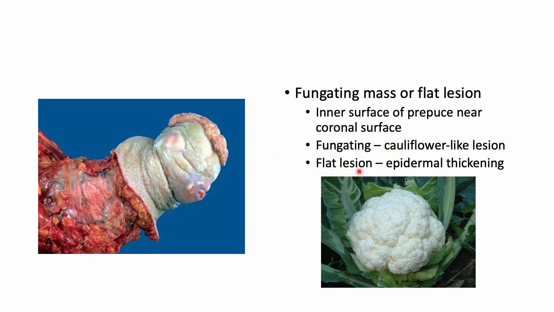Sometimes it also occurs as a flat lesion, which can be shown as epidermal thickening. In this picture, this part here is the flat lesion, and this part here is the fungating lesion. Flat means that if you run through the surface here, you can see the smoothness of the overlying skin over here, but in this part over here it is a bit rougher, like a cauliflower.